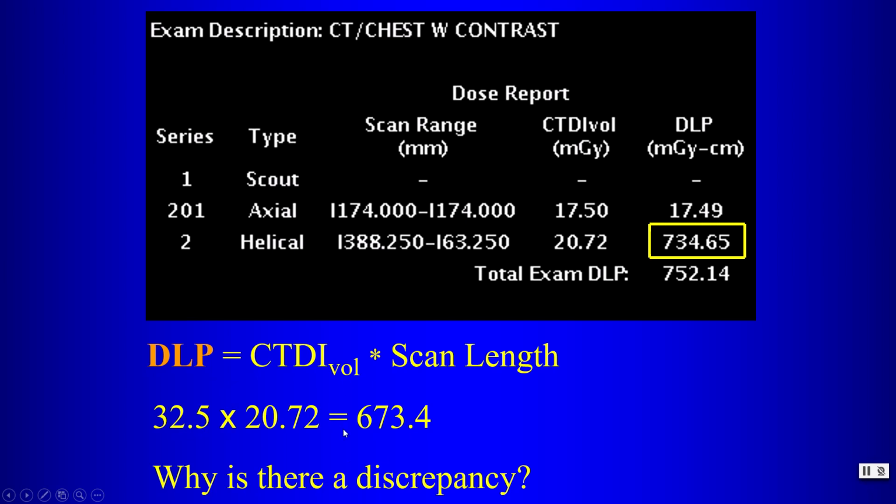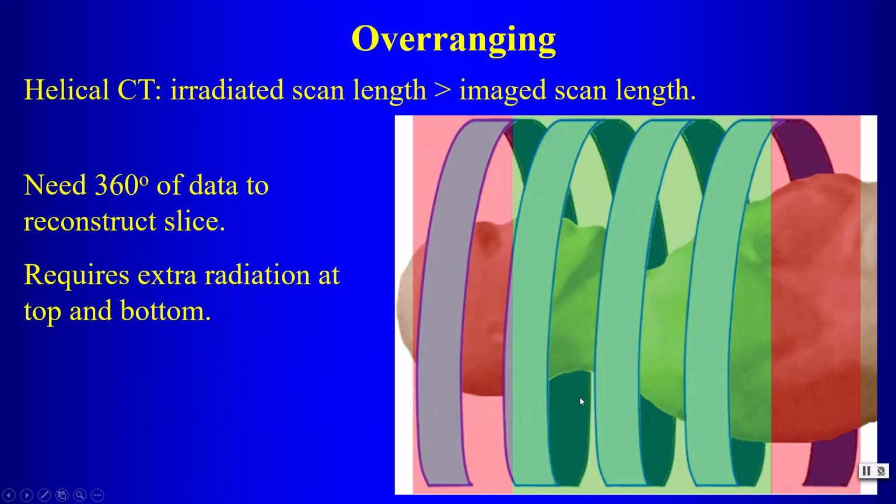And that total is this number, 673.4, which is less than the number that's indicated here in our dose report. So what explains that discrepancy? Well, if we're doing a helical CT scan, the irradiated scan length is actually greater than what is depicted on our images. It's greater than the image scan length.